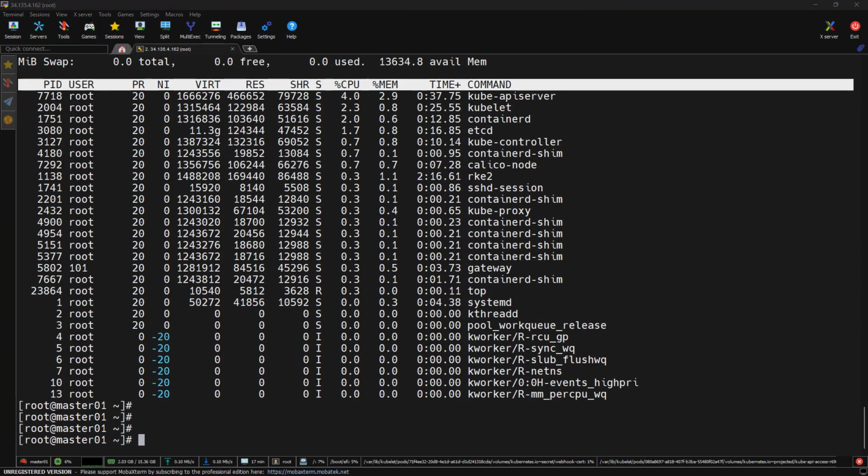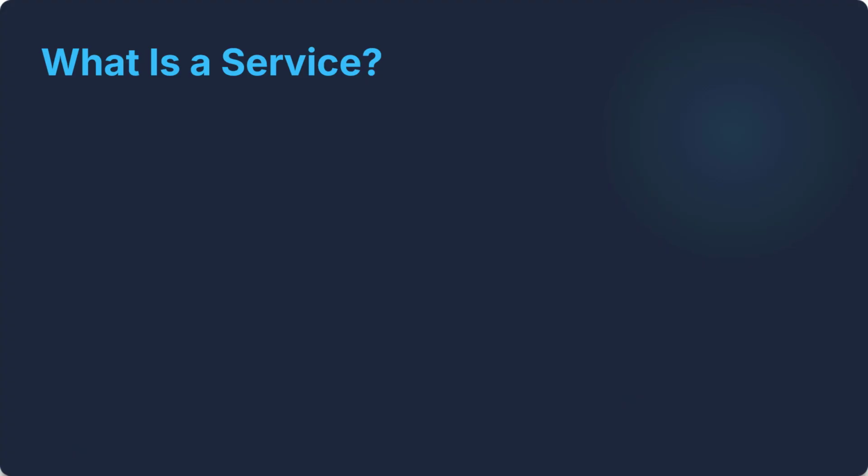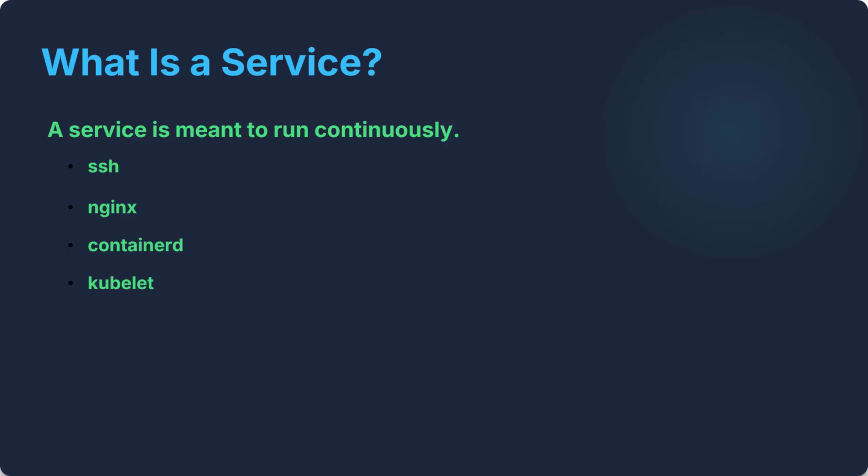Now that you understand processes, let's learn how Linux manages long-running applications like Nginx or Docker. So what is a service? A service is not a process that runs once and ends. A service is meant to run continuously, like SSH, Nginx, Containerd, Kubelet, etc. Services don't depend on your terminal. They are managed by something bigger, that is systemd. Let's get back to our terminal and see the systemd services in action.